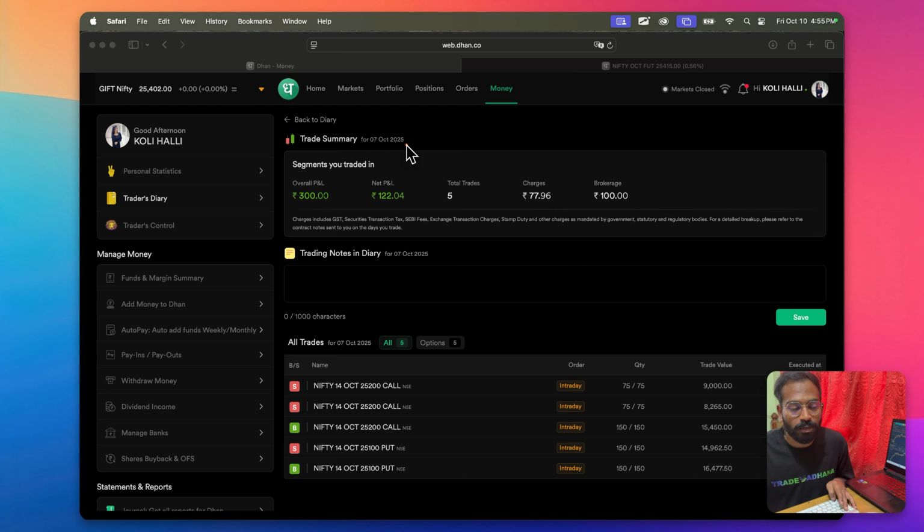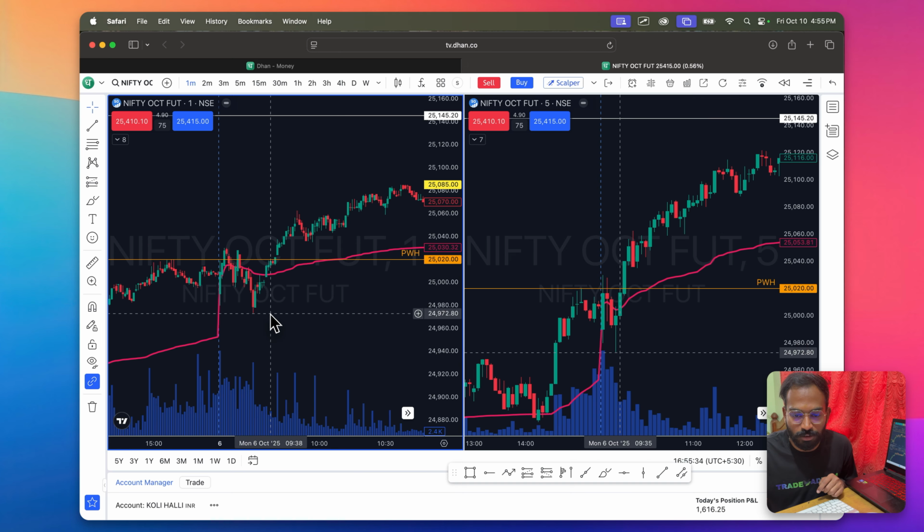Monday I did not take any trade because I was off the market for almost 2 weeks and I was not in sync. So before jumping on to the trades, I usually take virtual trades just in my head, just to see how well I'm performing or how well I'm reading the markets. So this is the chart of Monday, which is October 6th.